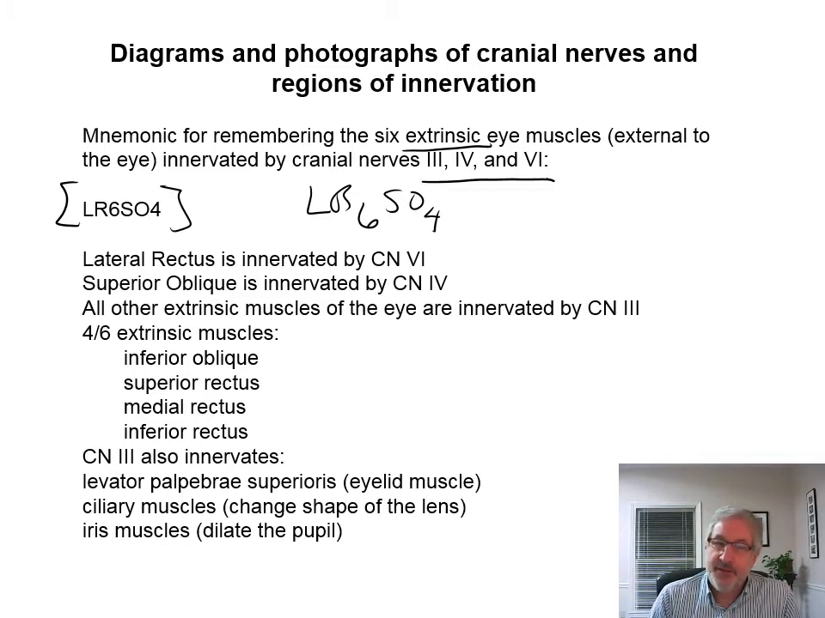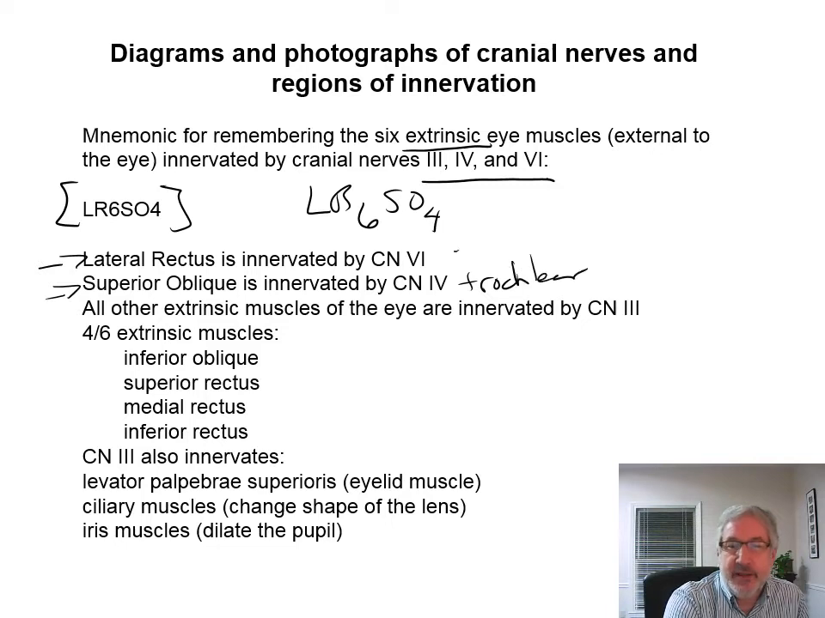ion that's in chemistry. So the lateral rectus, the LR, is innervated by cranial nerve number 6, and the superior oblique, SO, is innervated by cranial nerve number 4. And then all the other extrinsic muscles of the eye are innervated by cranial nerve number 3. So there you go. So lateral rectus 6, superior oblique is the trochlear, 4.